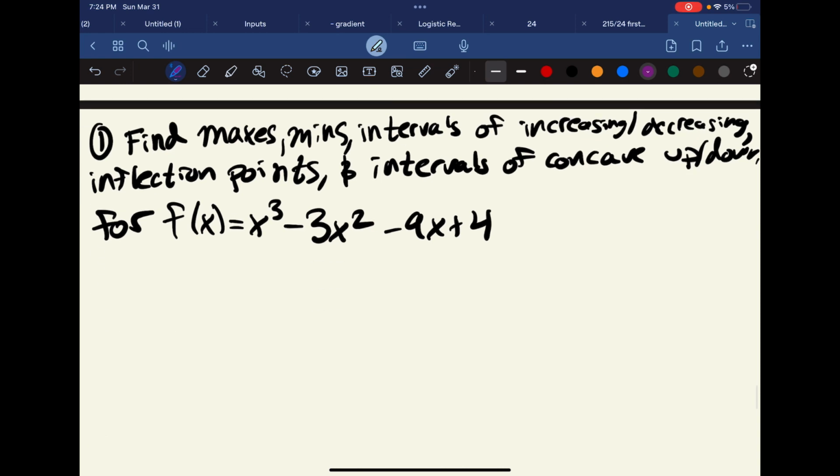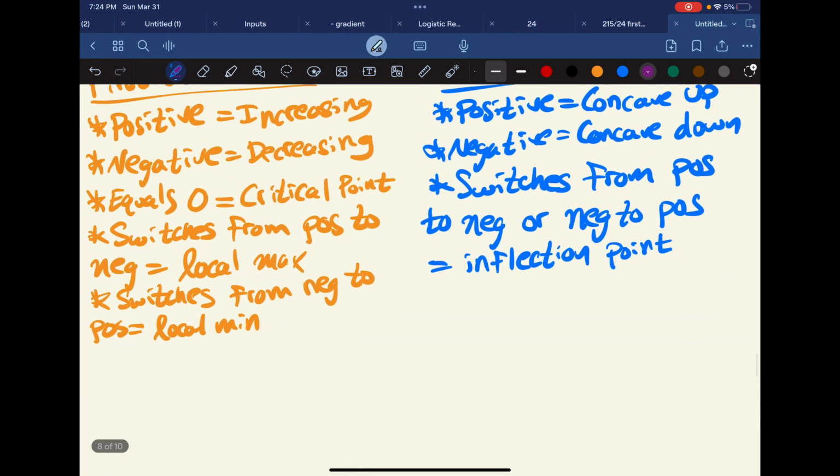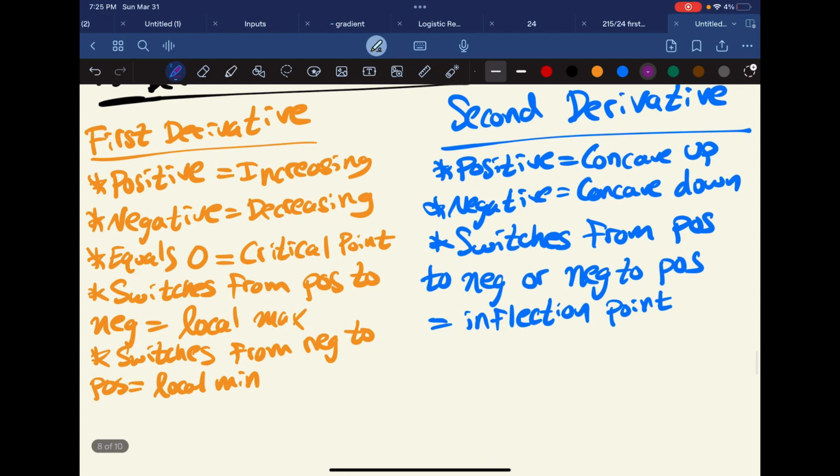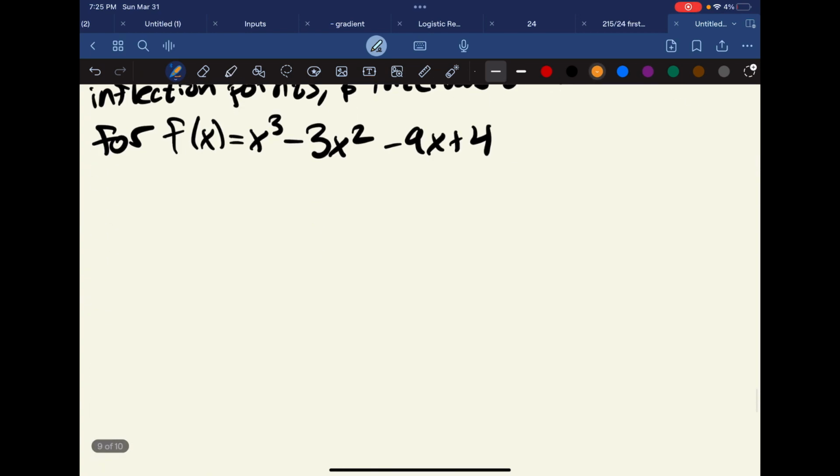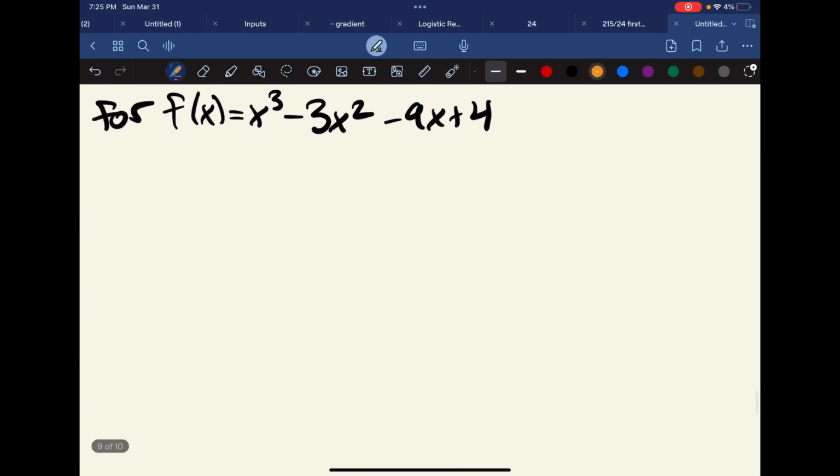So we're looking for the maxes, mins, intervals of increasing, decreasing, inflection points, and intervals of concave up and down for f of x equals x cubed minus 3x squared minus 9x plus 4. So, right, we've got stuff that we can learn about our function from the first derivative and the second derivative. So we'll do the first derivative in yellow and then the second derivative in blue.